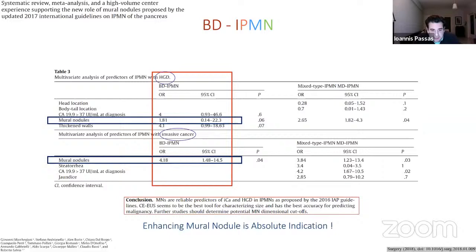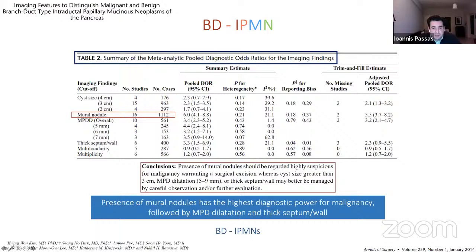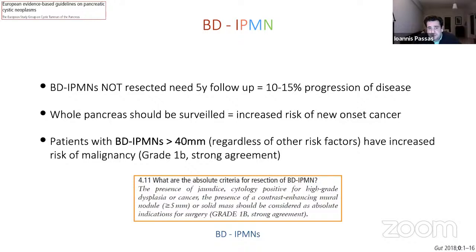What is most important is the mural nodules, which are very sensitive in showing us that there is something going on there, that there is invasive cancer rather than high-grade dysplasia. Nevertheless, they have the highest diagnostic power of malignancy, followed by the main pancreatic duct dilatation, and then the thick septum wall. We've seen that branch duct IPMNs, if not resected, have up to 10 to 15% progression of disease. So be very careful about them.